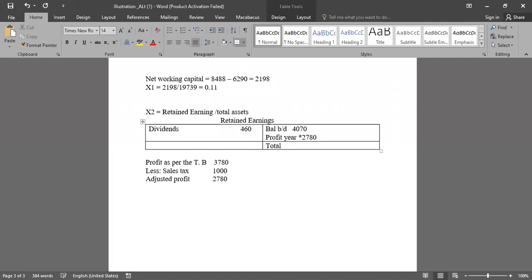Number of totals here. I think this is 6,850.